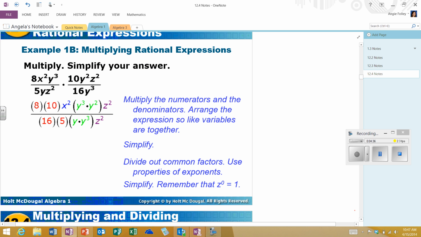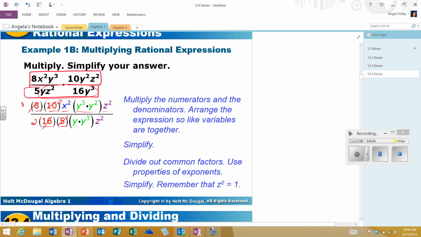Okay, so on this next one, they kind of wrote out the first step for you. They took 8 times 10, and then we're going to multiply the x's together, the y's together, and the z's. And then on our bottom, it's the 5 times the 16, and all of those parts multiplied together. Well, before we multiply, we can actually simplify things out. So for example, this 8 and the 16 can cancel. This 5 and this 10 can cancel.